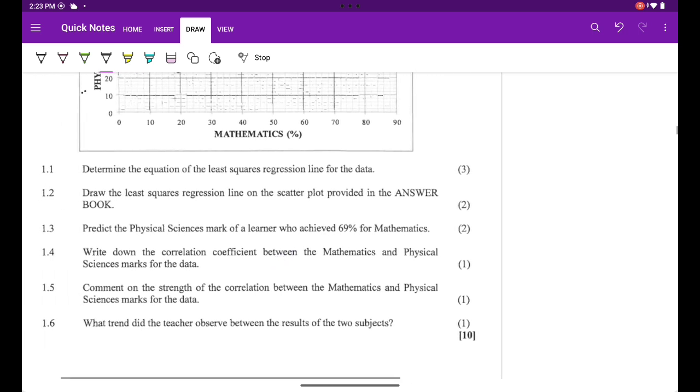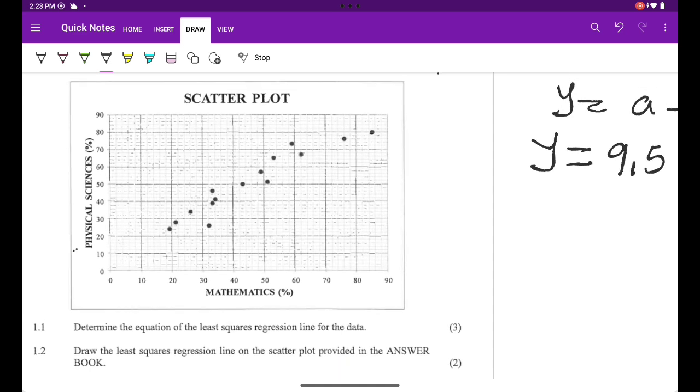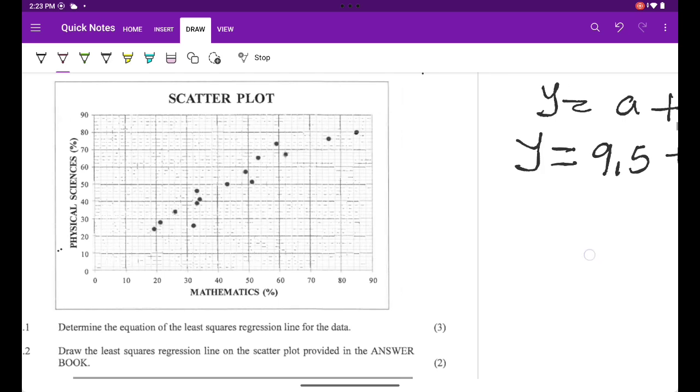Draw the least square regression line on the scatter plot provided. Okay, so because we don't have the answer sheet here, we will just draw it on the question paper. So we will take this as our scatter plot. So we take this and then we are going to draw the equation of the least square regression line. Now it is always better to use this equation that we have.